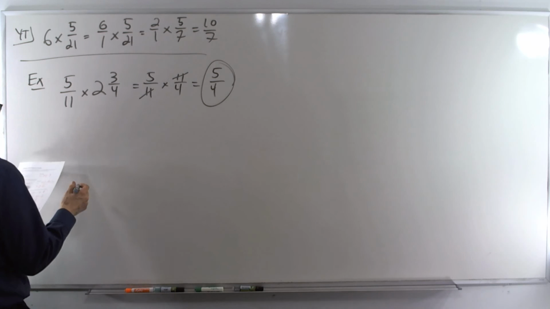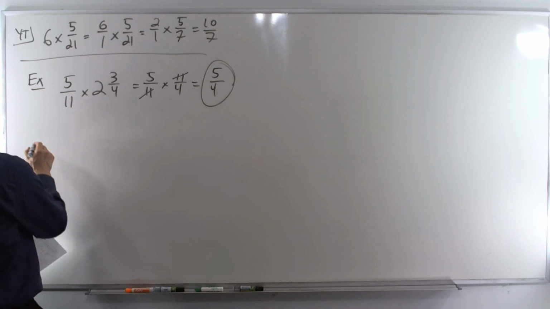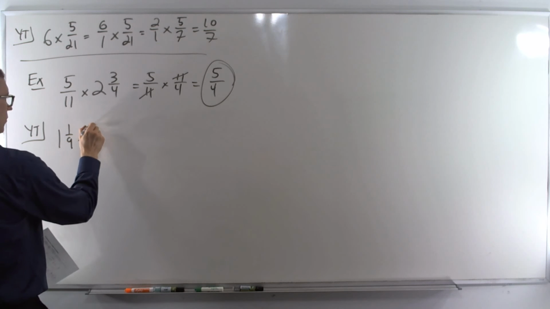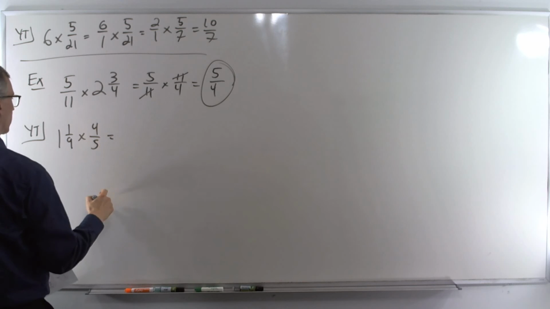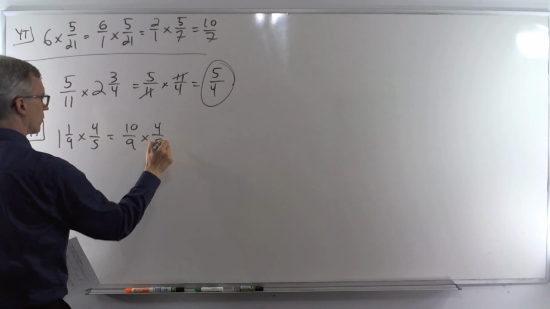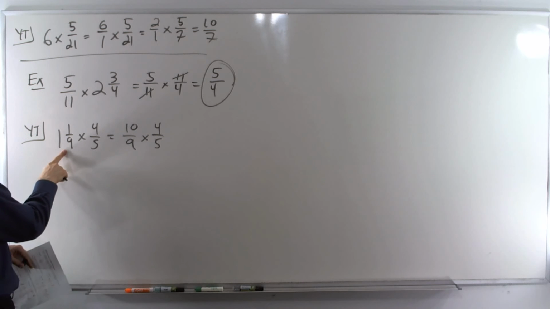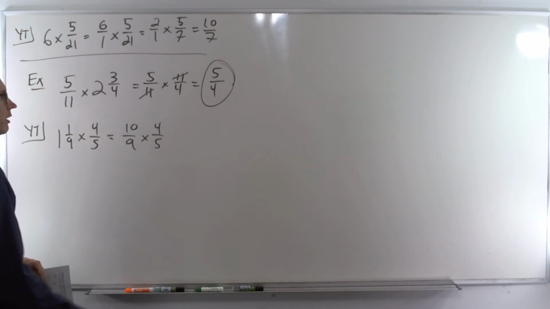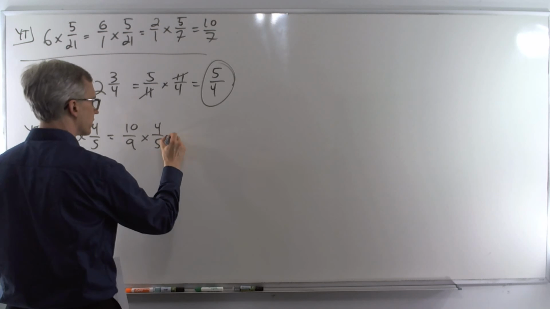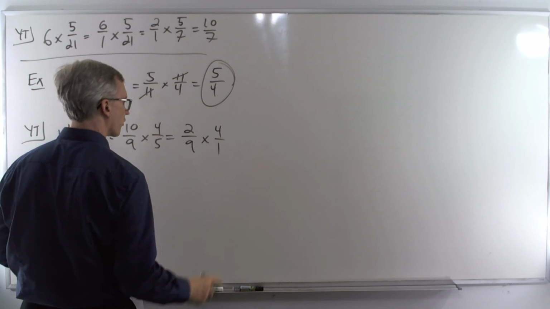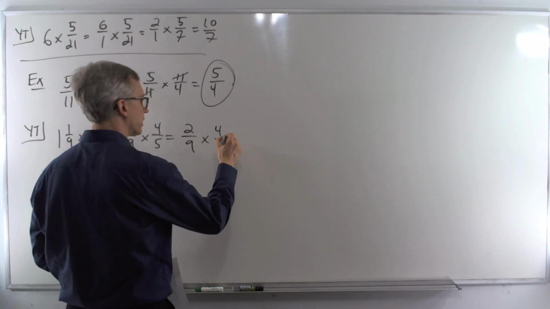Your turn. 1 1/9 times 4 fifths. All right, change this to an improper fraction. 1 times 9 is 9, plus 1 is 10. Now we've got a 10 and a 5, so we can reduce those. Divide by 5 to get 2 over 9 times 4 over 1. Multiply it across, and we get 8 ninths.